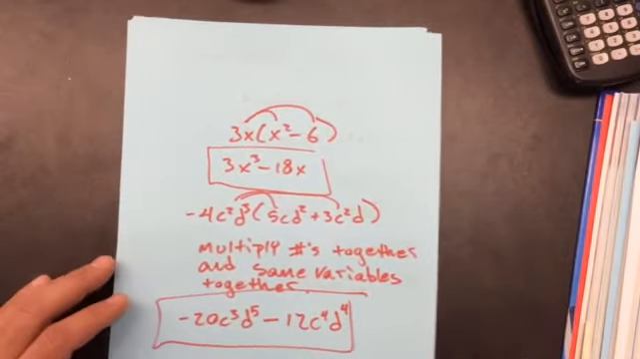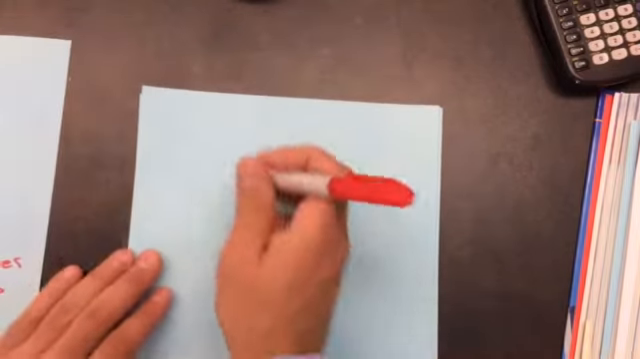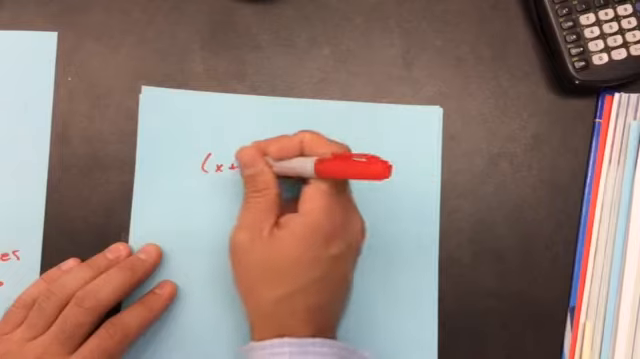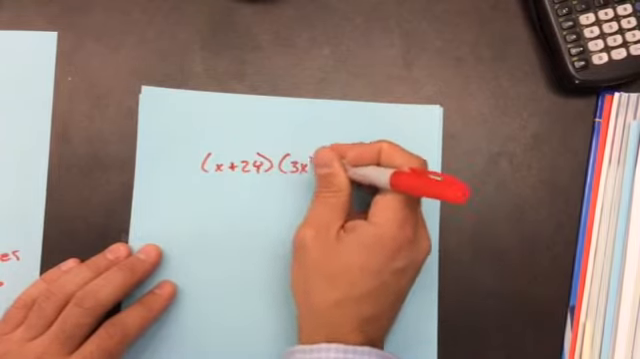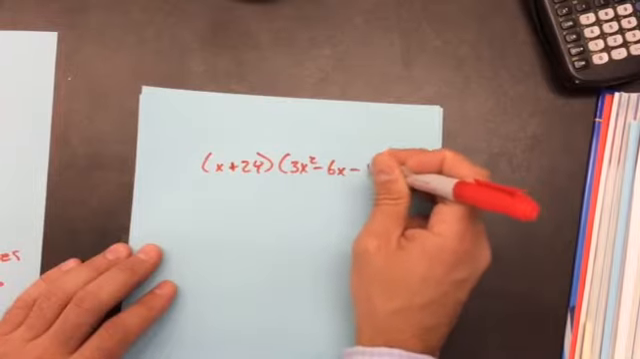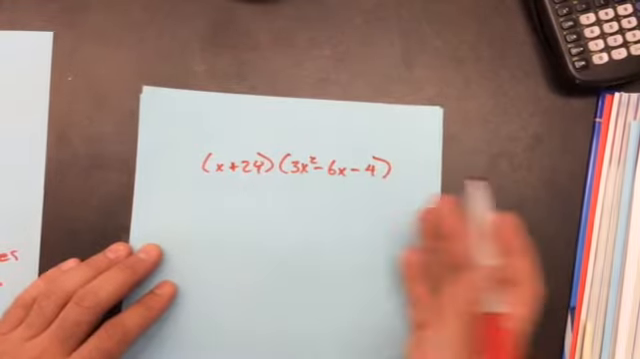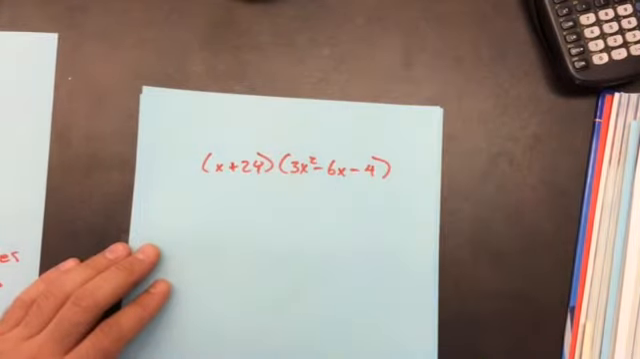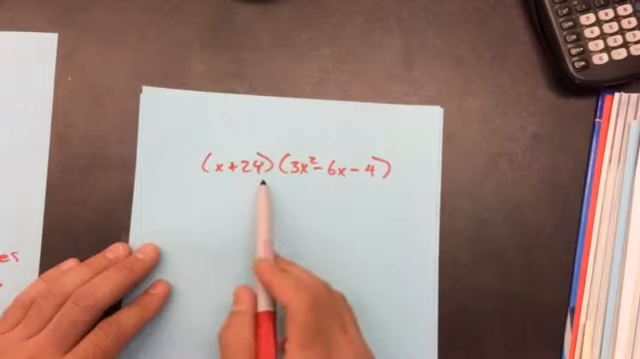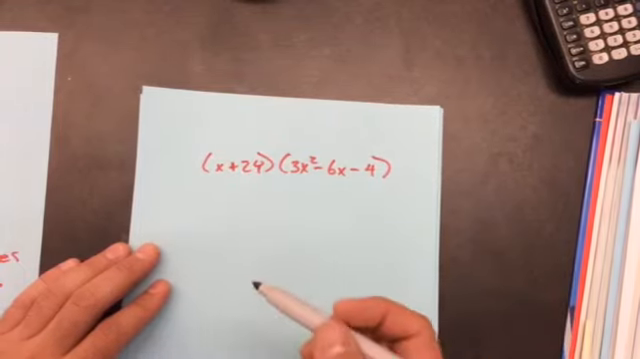Now those are the really, really simple ones. What you're going to start seeing, which you might not have seen before, is something like this. So now I have a binomial times a trinomial. And what you've done before is a binomial times a binomial where you FOIL it. FOILing is just saying that you're multiplying everything in the first parentheses times everything in the second parentheses. And we want to follow that same process.